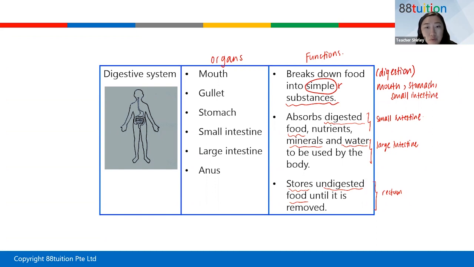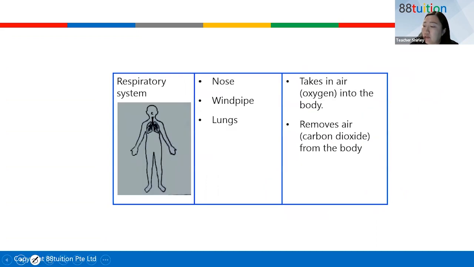If you notice, this table is very familiar. It's actually found in your lecture notes during the lesson, lesson 15. Now, the next system that you need to know is the respiratory system. Same thing, the organs involved would be your nose, windpipe, and your lungs. Your mouth is not one of the organs that belong to the respiratory system, although some people breathe through their mouth.